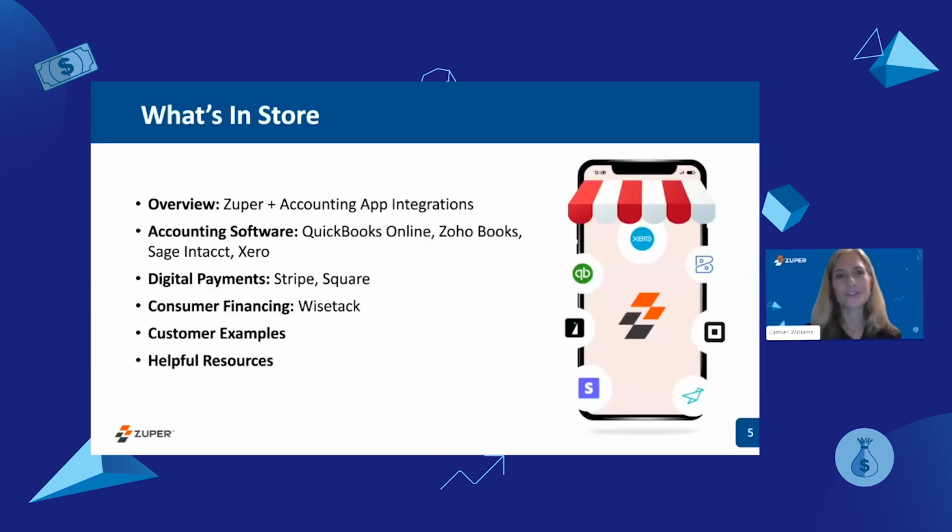So what's in store for you today? We're going to overview the Zuper and accounting app integrations. We're going to focus on these accounting software, including QuickBooks Online, Zoho Books, Sage Intacct, and Xero. We're going to dive into the digital payment software, Stripe and Square. As well, we're going to talk about this exciting consumer financing solution from Wisetack, and then we'll give a couple of quick customer examples, helpful resources, and open it up for Q&A.